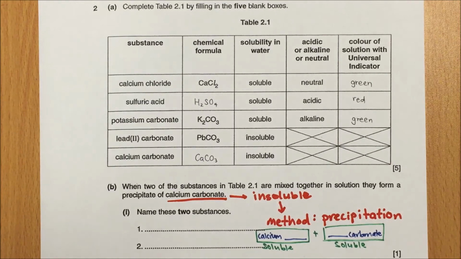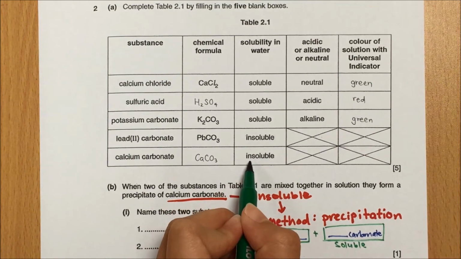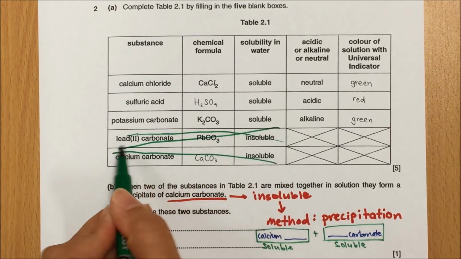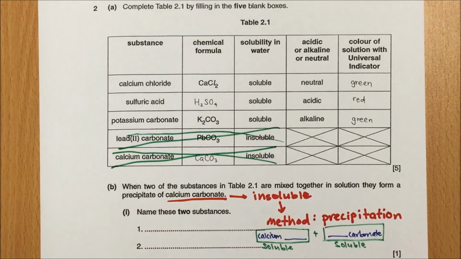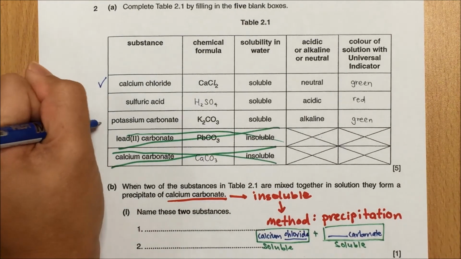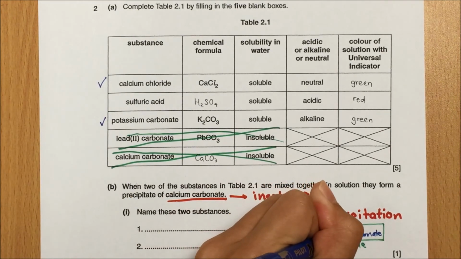Looking at the table above, we can eliminate some options which are insoluble in water: lead carbonate and calcium carbonate. Next, we can identify the first soluble reactant, calcium chloride, followed by the second soluble reactant, potassium carbonate.